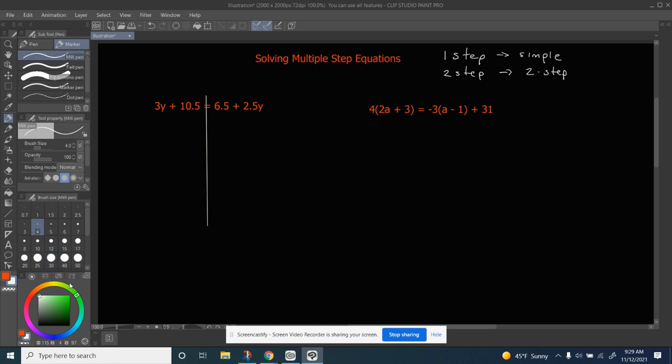Now from here, let's go ahead and begin to solve. The first thing that we want to do is make sure that we combine the like terms on each side of our wall. So on the left side, I have a 3y and a 10.5. 3y is a variable term, and 10.5 is a constant term. On the right side, we have 6.5 and 2.5y. So these will not combine together.